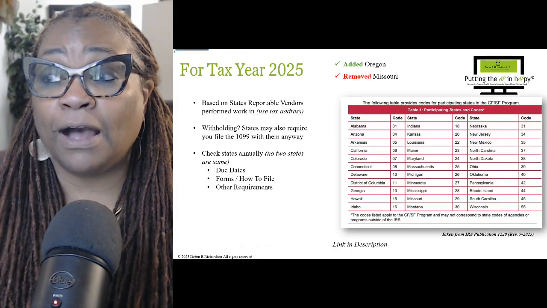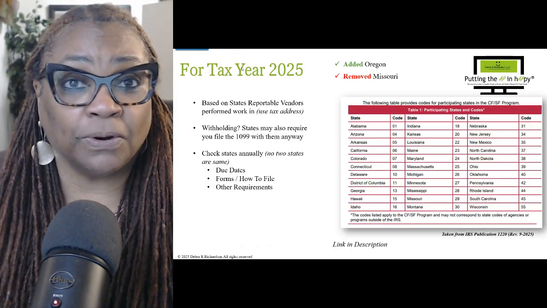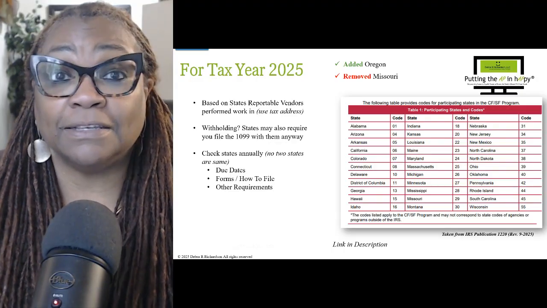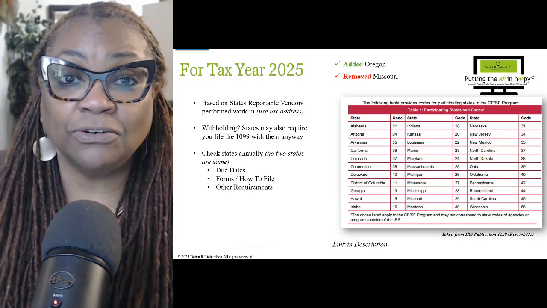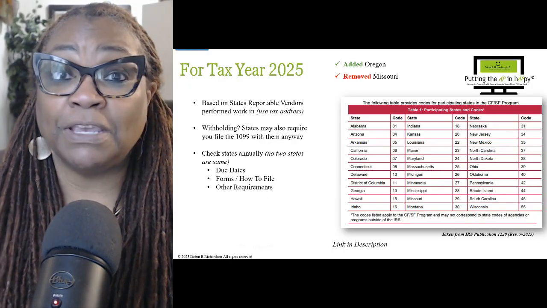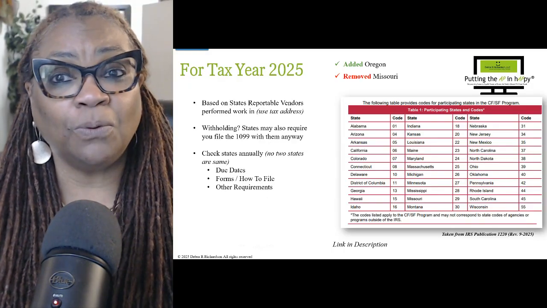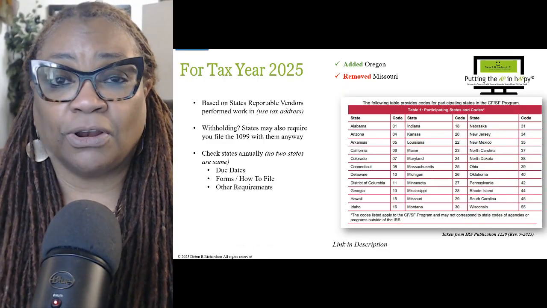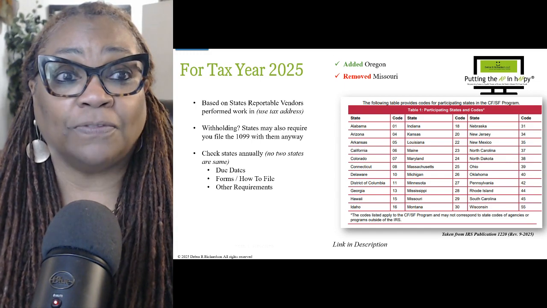Now, for tax year 2025, there are two changes. Number one, Oregon was added. And number two, Missouri is removed. So if you have any vendors where they've done work for you in Missouri, you might need to check that. But you know what? You might need to check all of them anyway. So let's just get started talking about the states.